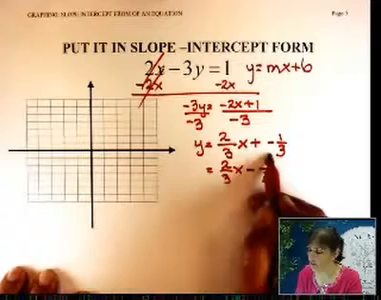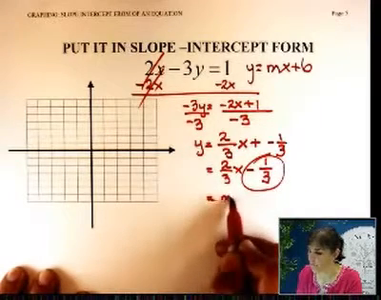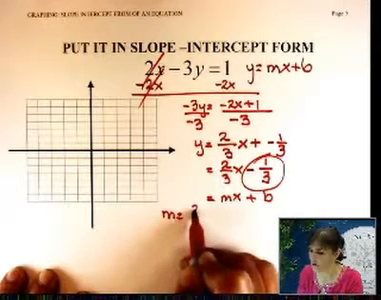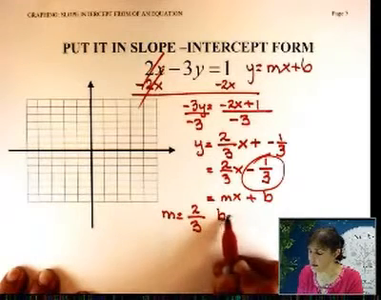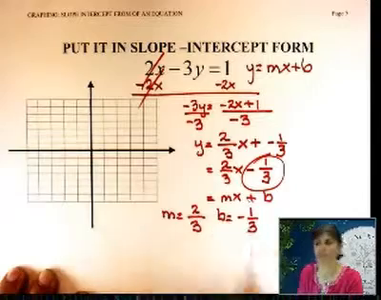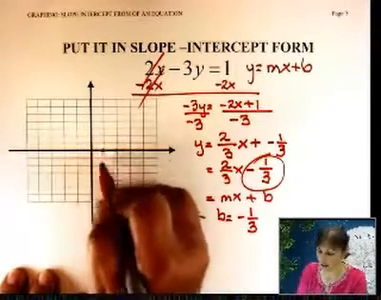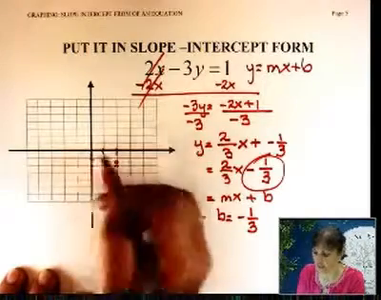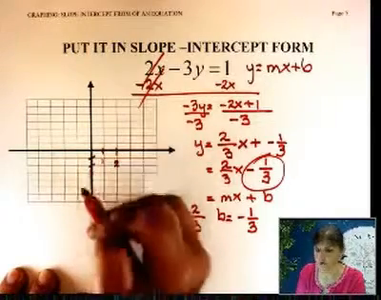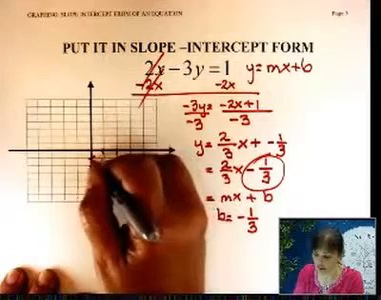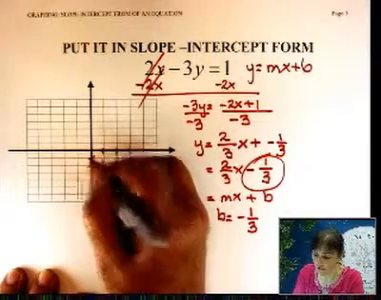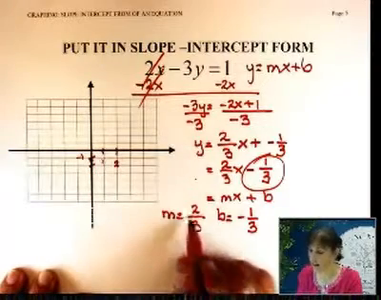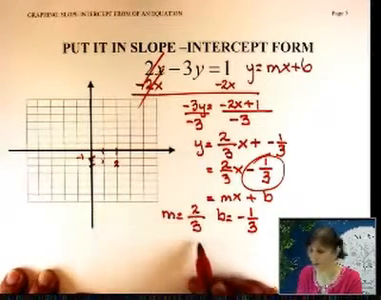Remember, plus minus was negative. So I'll start with the y-intercept. Here's my m. Here's my b. M is 2/3 and b is negative 1/3. Okay, let's do it. Here's 1, 2. I'll start with negative 1/3. Negative 1, negative 2. Negative 1/3 is around here. Again, be careful. That little dot in there. It has a slope of 2 over 3.